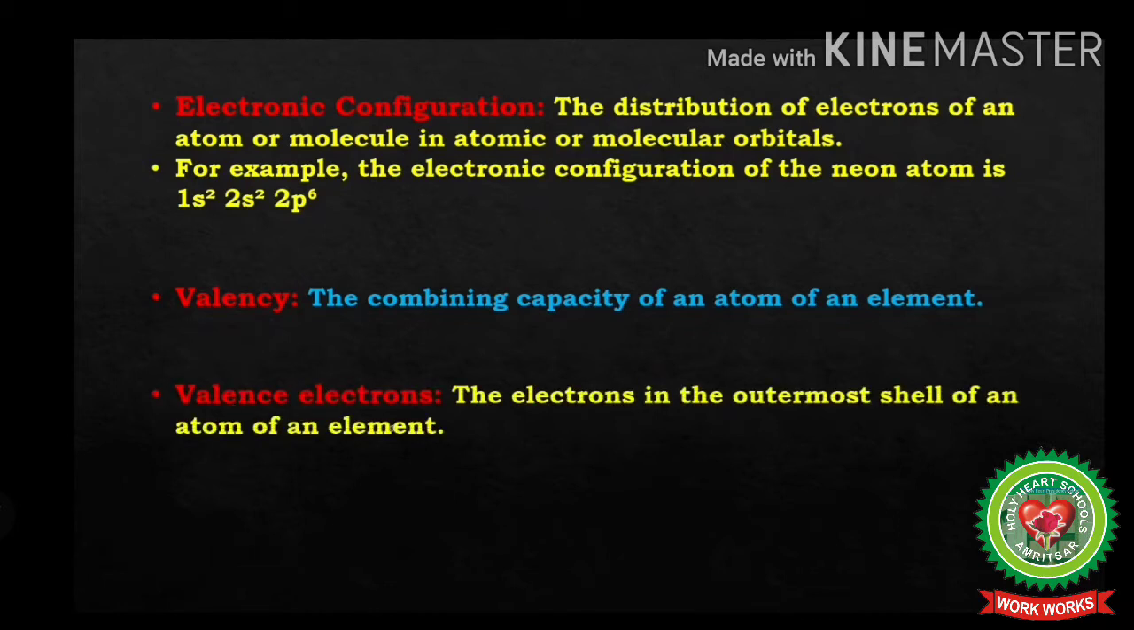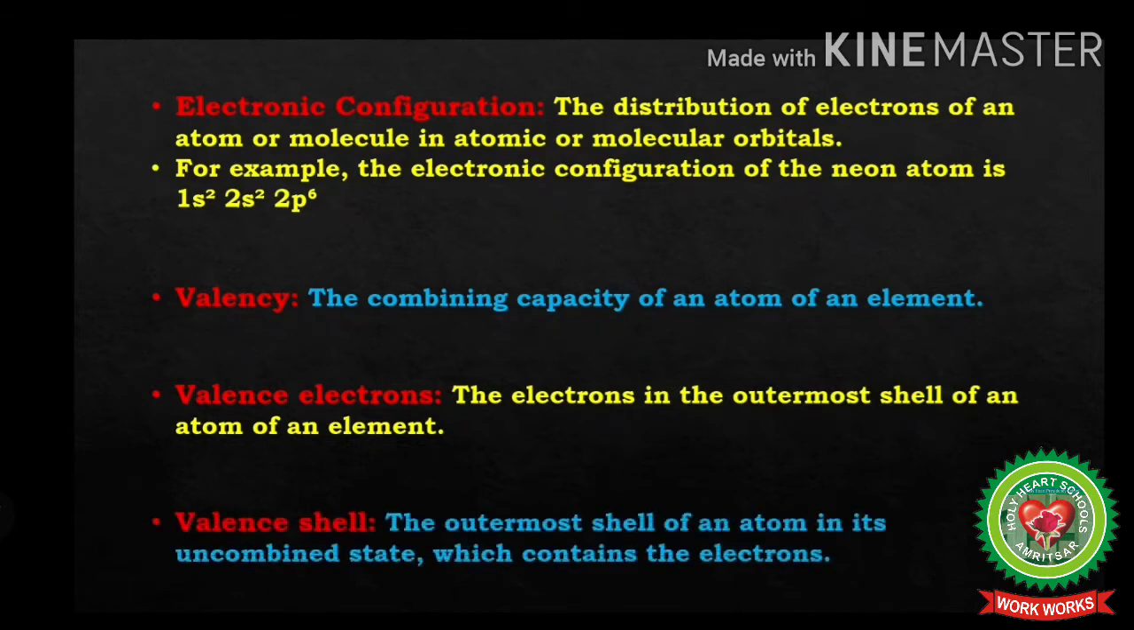Moving to valence electrons, the electrons in the outermost shell of an atom of an element are called valence electrons. Now, what are valence shells? The outermost shell of an atom in its uncombined state, which contains the electrons, is called valence shell. So, valence shell is the outermost shell of an atom of an element.